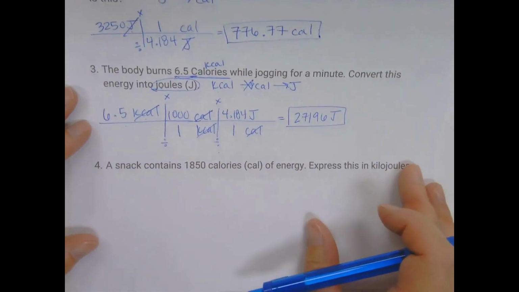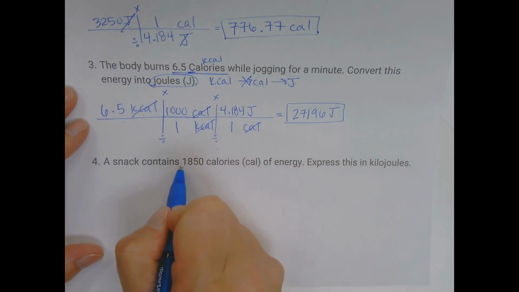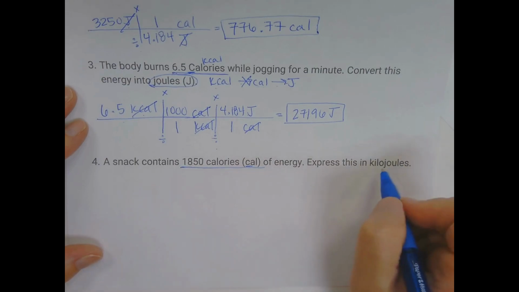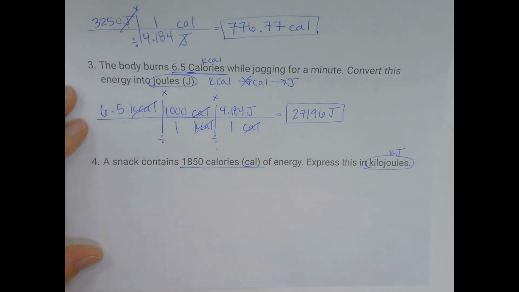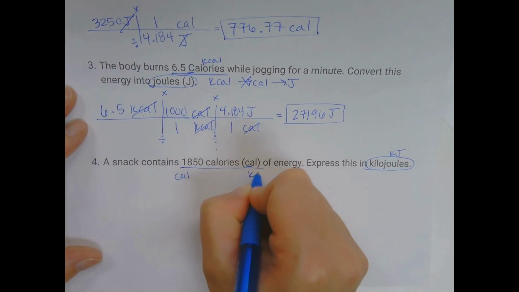All right, let's look at the last one. A snack contains 1,850 calories of energy. Express this in kilojoules. Okay, so I'm starting with these 1,850 calories, and this is a lowercase c. And I'm looking for kilojoules. And I'm just going to make a note that that is kJ to remind myself of what those units are. So I'm starting at calories and I'm ending at kilojoules.